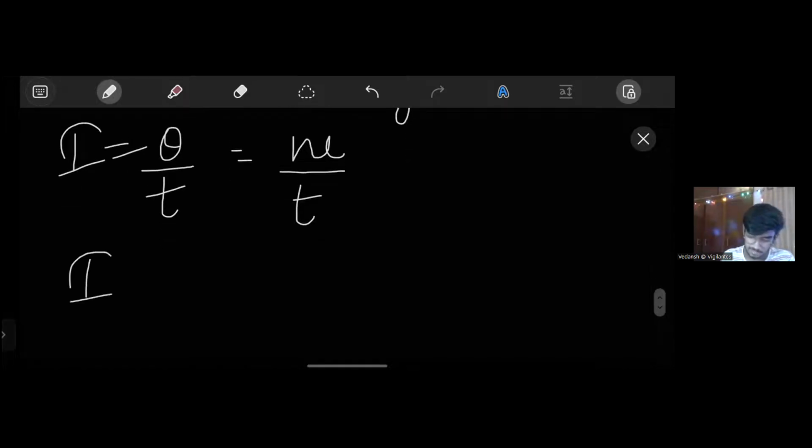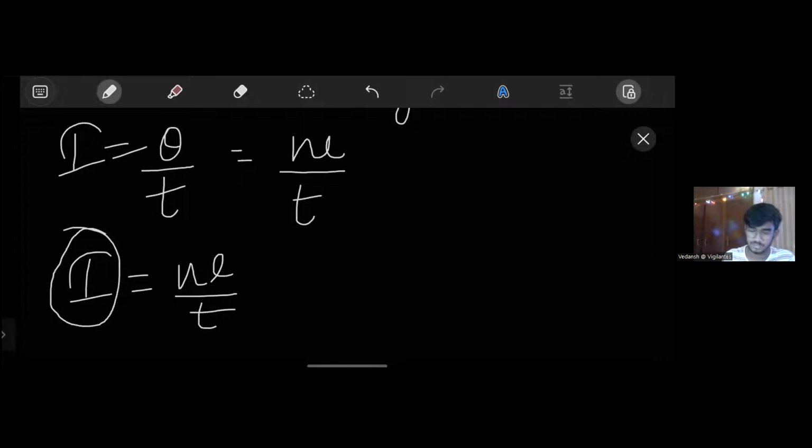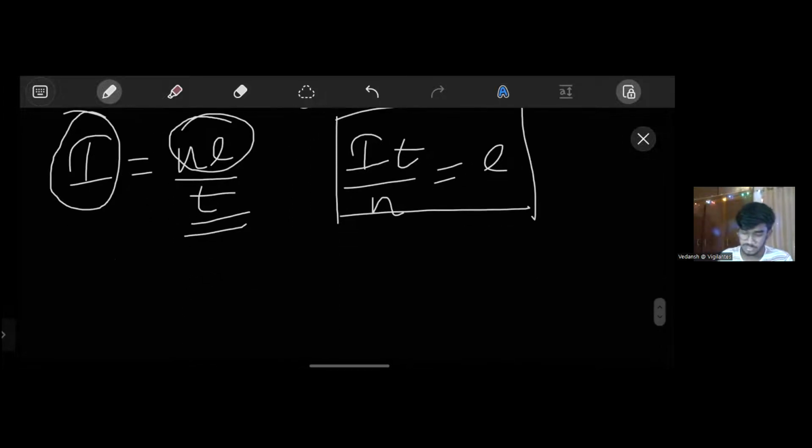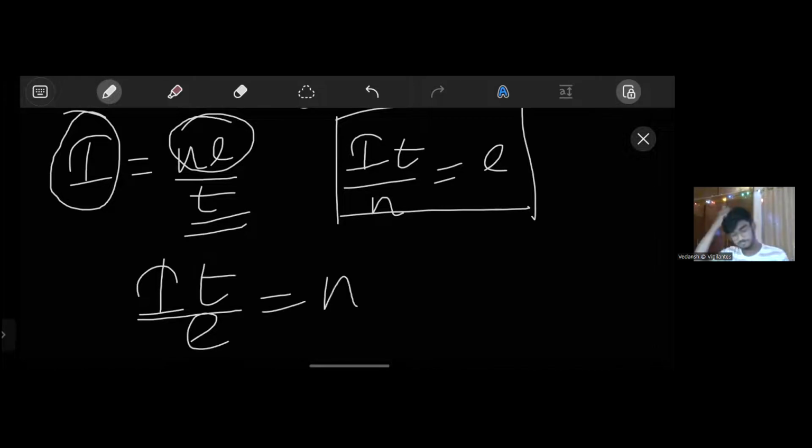Now, I is equal to NE by T. For example, if you want to find the current flowing through the given conductor for a given number of charges, you can find it. Okay, so a simple transposition here and there would make your sums much easier. For example, IT by N would be equal to E. Here is a derivative of this formula. Similarly, I can say IT by E is equal to N. Correct?